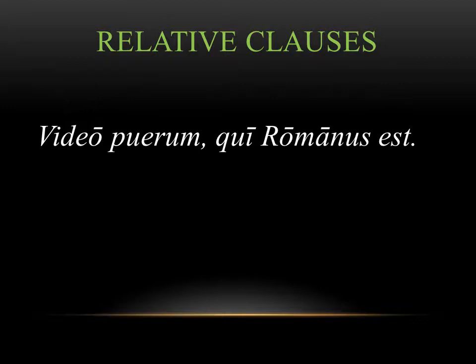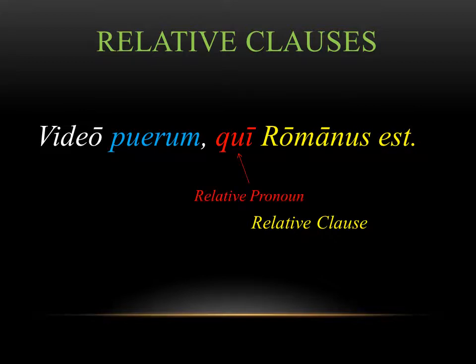So again, if we take this sentence, I see the boy who is Roman, we can break it apart into its pieces. First, I have the relative clause, who is Roman, and it's the part that's highlighted in yellow plus the word qui. Qui is the relative pronoun, who, and it's describing puerum, which is what we call the antecedent. So again, if you look at this sentence right in front of the relative pronoun, that's where you're going to usually find the antecedent. This is the word that I'm giving more information about. I'm describing the boy, the puerum, and I'm saying he's Roman.